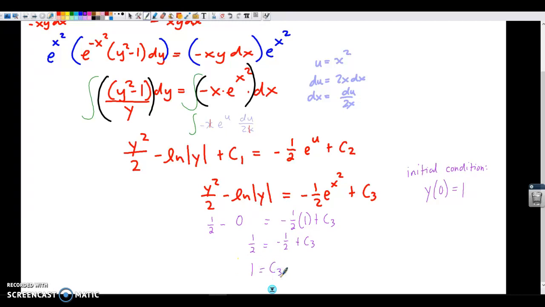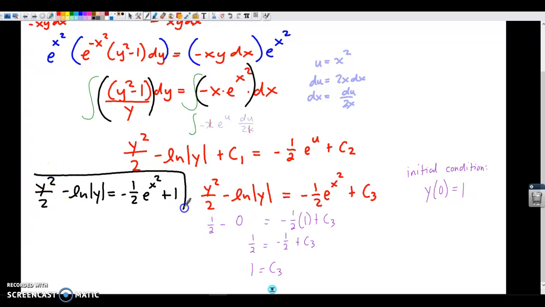Right? And so now my particular solution that works for this problem would be that entire thing written out: y squared over 2 minus the natural log of the absolute value of y equals negative 1/2 e to the x squared plus 1. And you could leave it just like that. You can move the 1/2 e to the x squared over to the other side if you really wanted to by adding. I'm going to leave it like that.